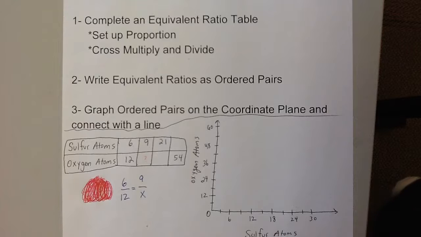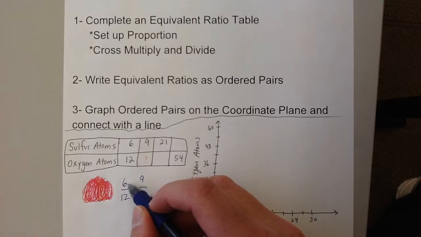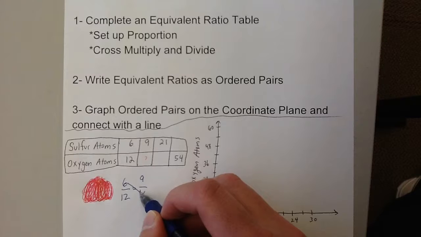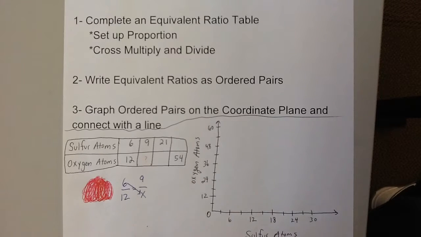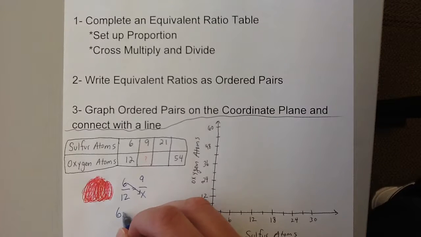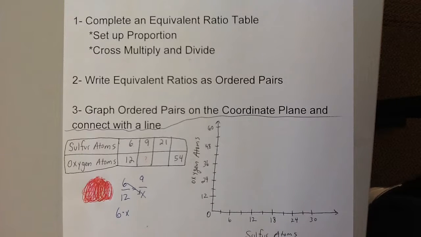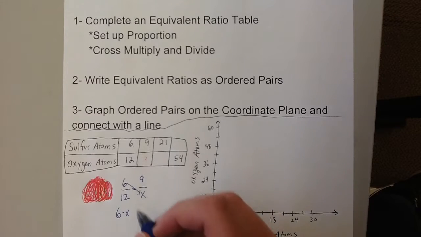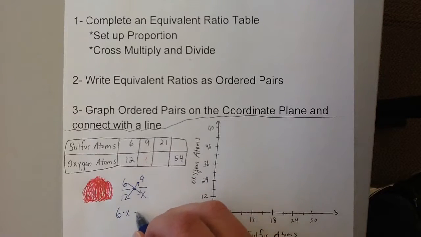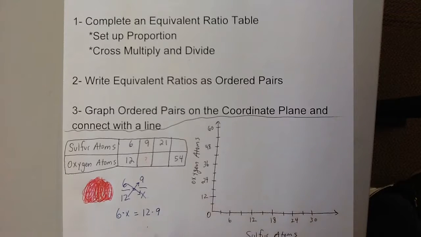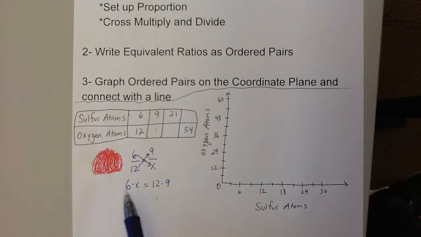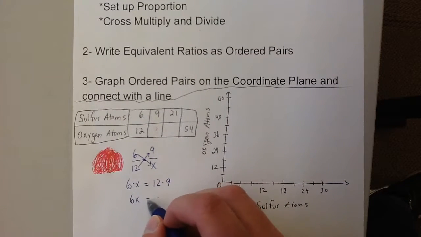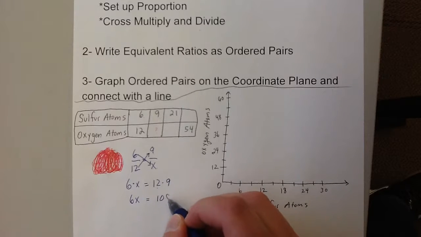So if you cross multiply, you multiply the numerator on the first ratio and the denominator on the second ratio. So 6 times X. I can represent that as 6 dot X. After you multiply the top on the first one to the bottom on the second one, then you do the bottom on the first one times the top on the second one. So 12 times 9. So I have 6 times X equals 12 times 9. Now I simplify. 6 times X, I can write as 6X equals 12 times 9, which is 108.